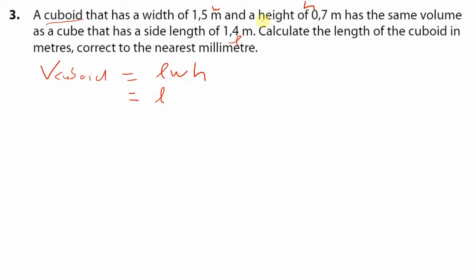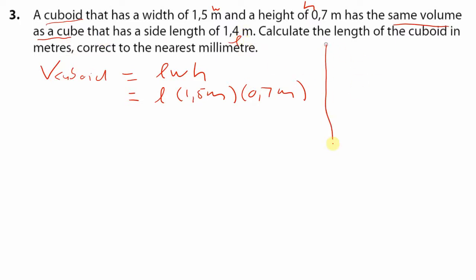We do know the width, it's 1,5 meter. And we do know the height, it is 0,7 meter. We don't know the length, so that we still have to calculate. We also don't know at this stage the volume of the cuboid, other than it has the same volume as a cube that has a side length of 1,4.